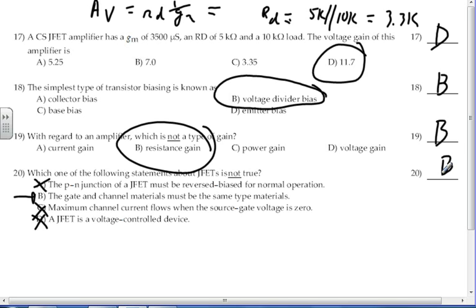So, other biasing. Emitter bias. Julian. India.